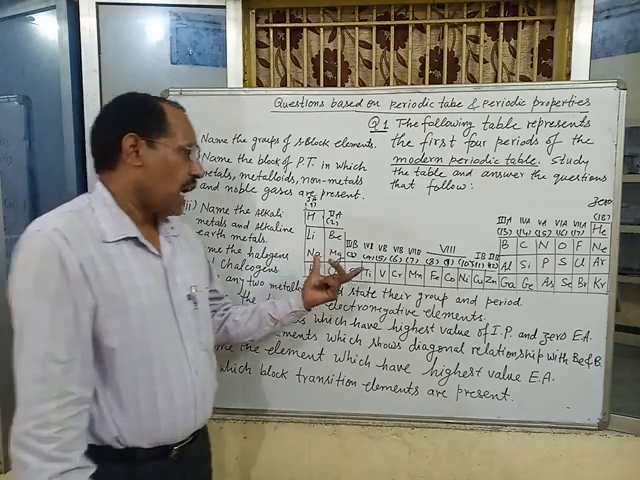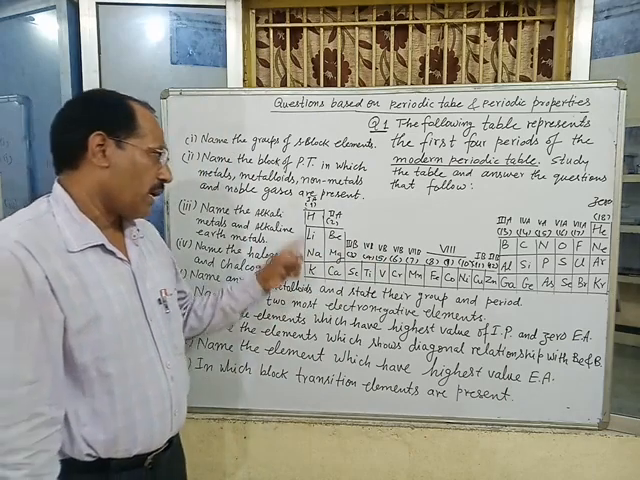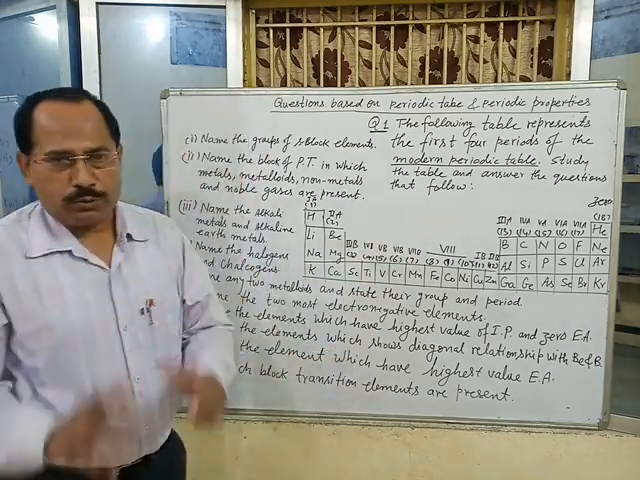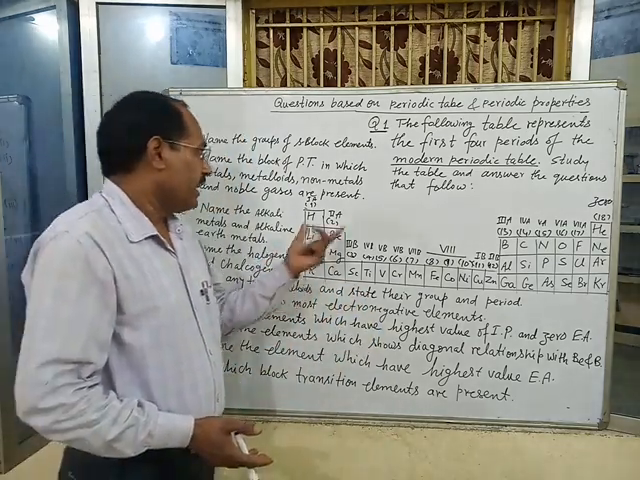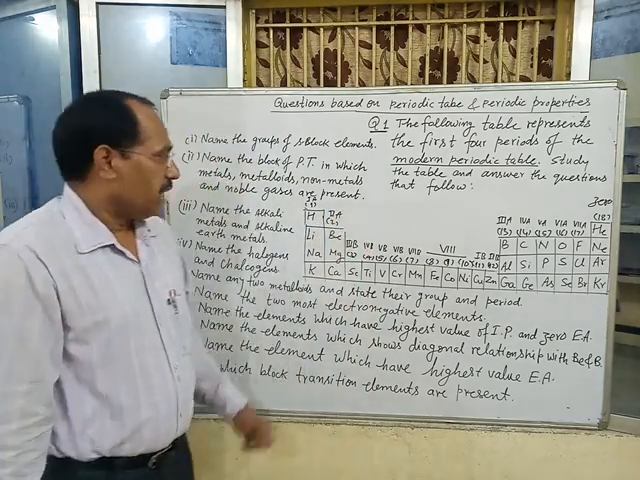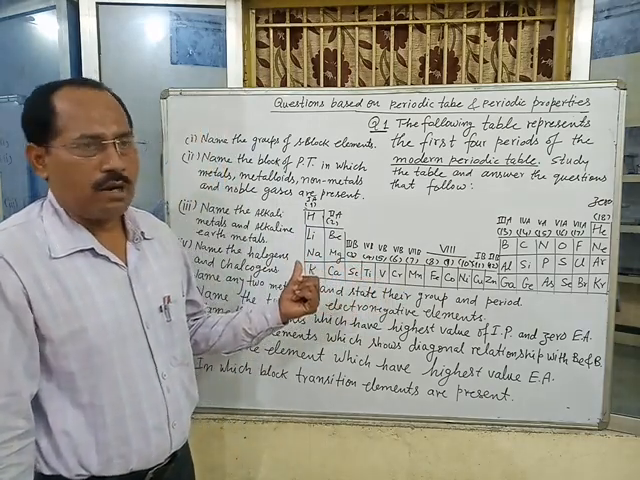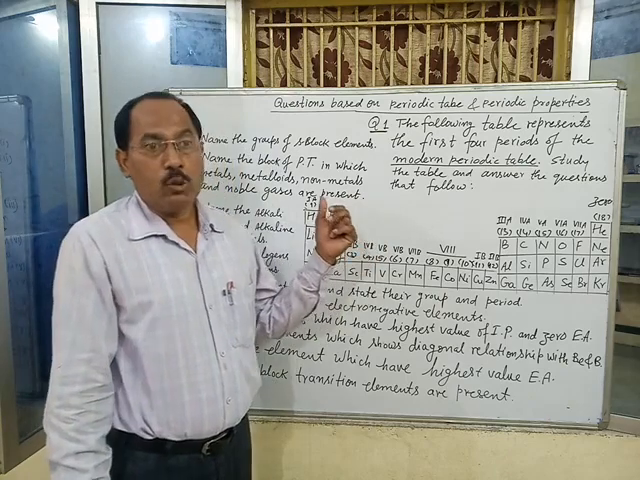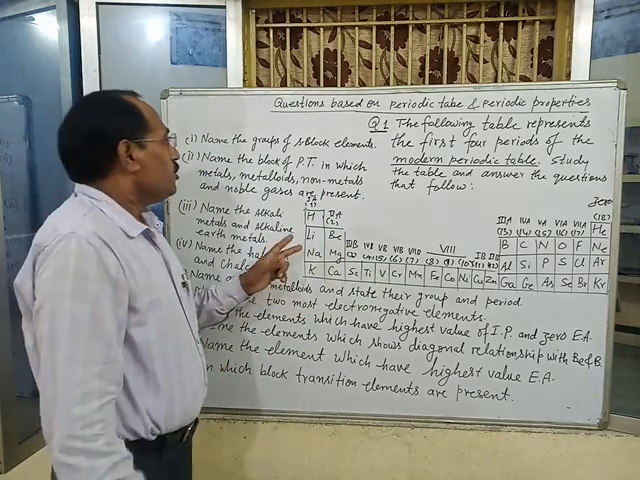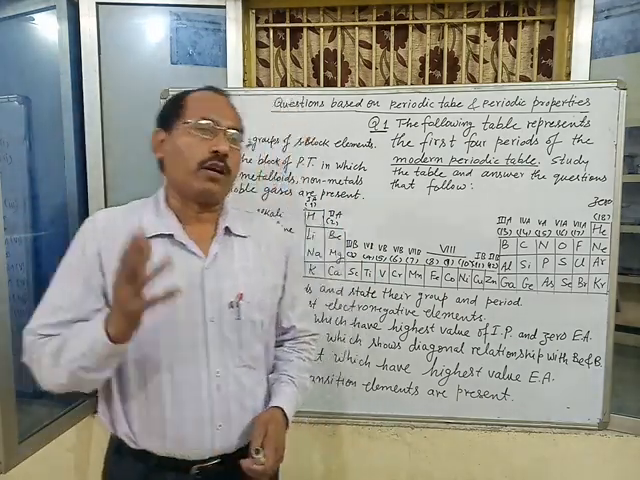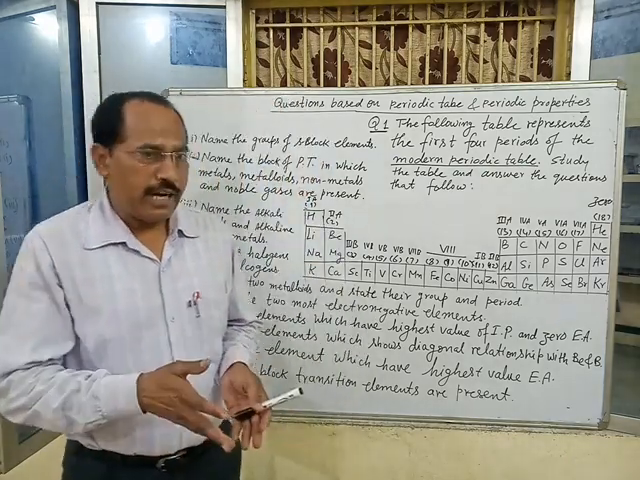So this is a very important question. How many columns and groups are there in Bohr's periodic table? Total number of columns are 18, but total number of groups are only 16. And how many groups are there in IUPAC periodic table? There are 18 columns and 18 groups. This is the correct answer about group number of modern periodic table or IUPAC periodic table or long form periodic table.